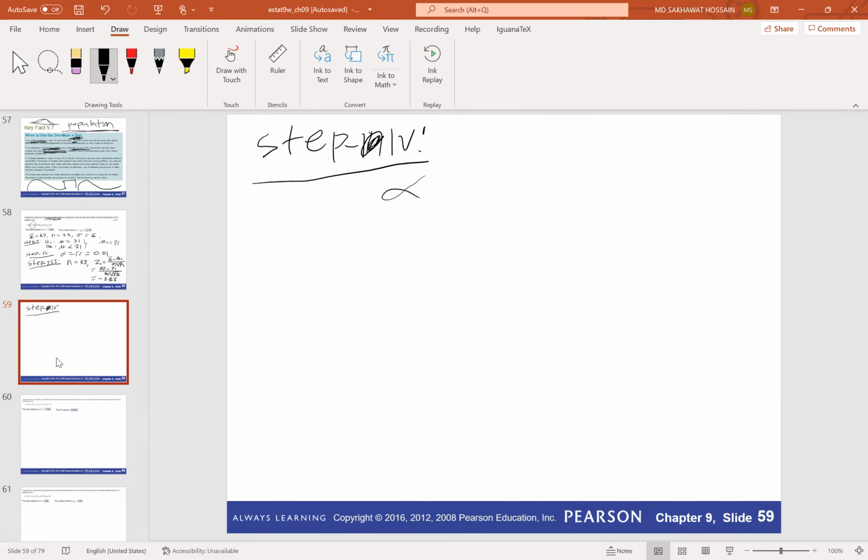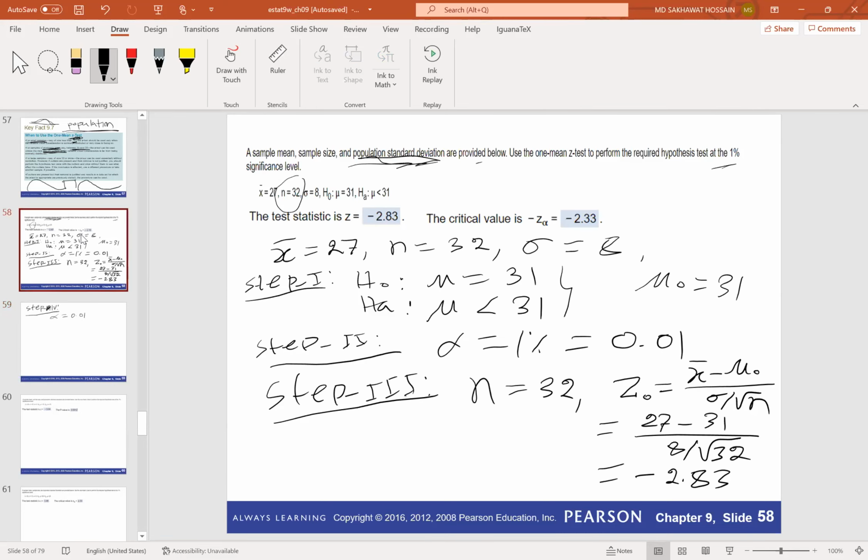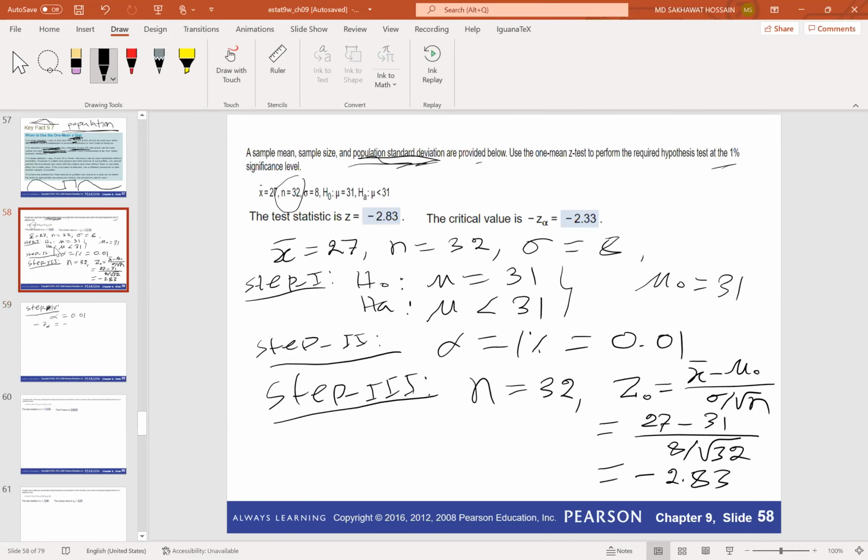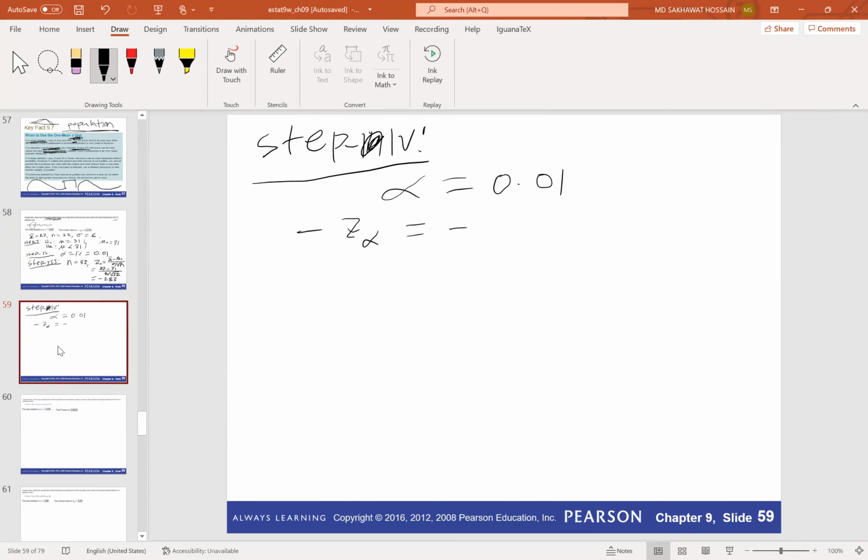To find the critical value, we need to know alpha, which is 0.01. And since this is a lower tail test, if you look at the alternative hypothesis, this is less than. That means this is a lower tail test or left tail test. So the critical value will be negative z alpha. From the z table, alpha is 0.01, so you will get negative 2.33. This is the critical value.